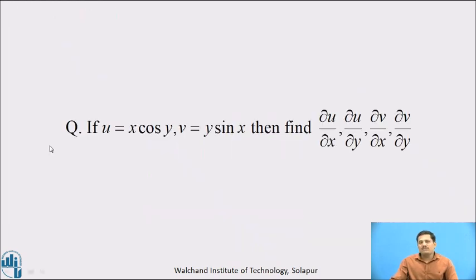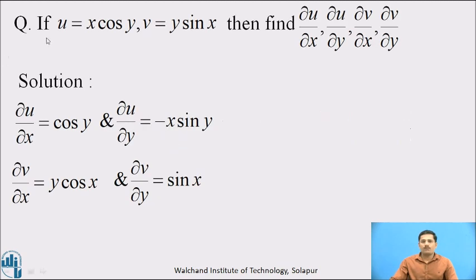Now, pause this video and answer this question. If u equal to x cos y, v equal to y sin x, then find ∂u/∂x, ∂u/∂y, ∂v/∂x, ∂v/∂y. I hope that all of you have written the answer. The problem is to find all the partial derivatives of these two given functions.